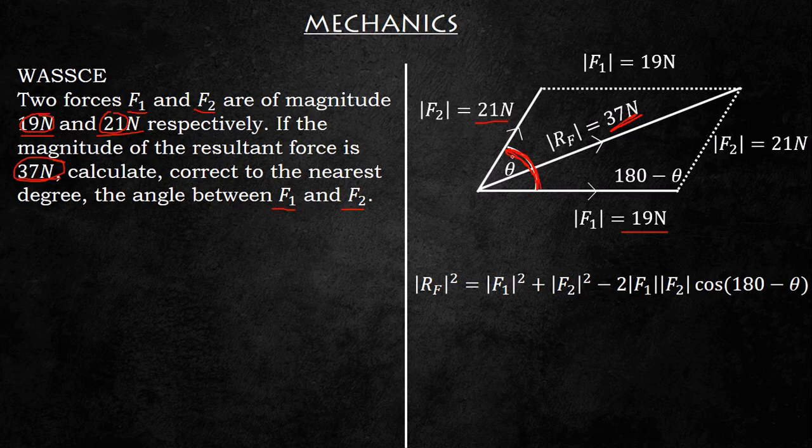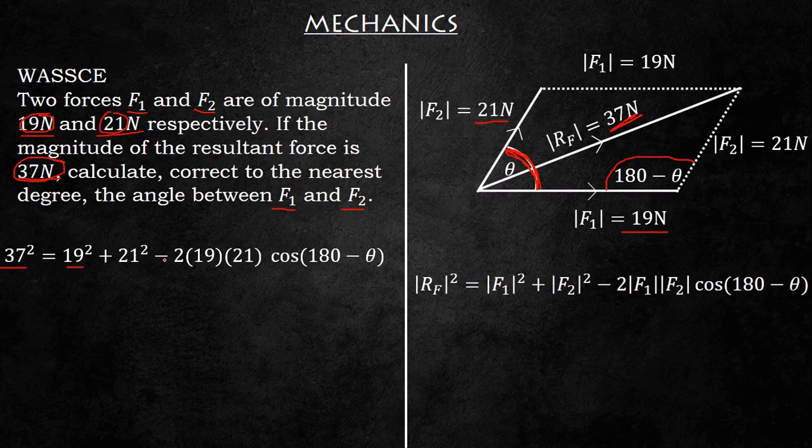Now, if we represent the angle between the two forces as theta, then this over here is going to be 180 minus theta. Again, we are going to use this to do it. So I have the resultant force squared is equal to force 1 squared plus force 2 squared minus 2 times force 1 times force 2 times the cos of 180 minus theta. There's a way you can rewrite this to have it as just cos theta and change the sign to addition, but I will not use that method.